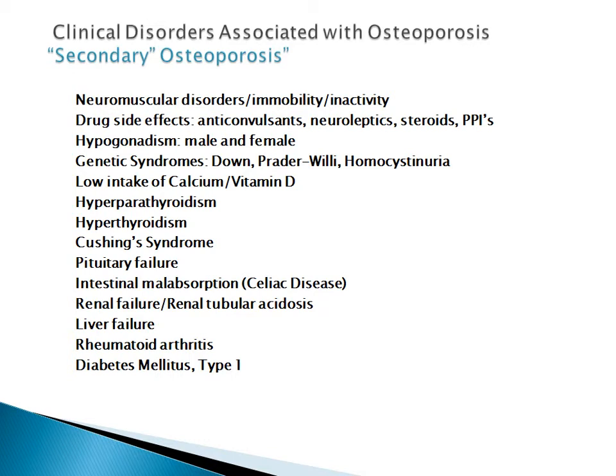Now, these are some of the clinical disorders associated with osteoporosis, which can lead to secondary osteoporosis. These include neuromuscular disorders, drug side effects, hypogonadism, genetic syndromes such as Down syndrome, Prader-Willi, homocystinuria, which are all associated with developmental disabilities, low intake of calcium and vitamin D, hyperparathyroidism, Cushing syndrome, pituitary failure, intestinal malabsorption or celiac disease, renal failure, renal tubular acidosis, liver failure, rheumatoid arthritis, and type 1 diabetes mellitus.